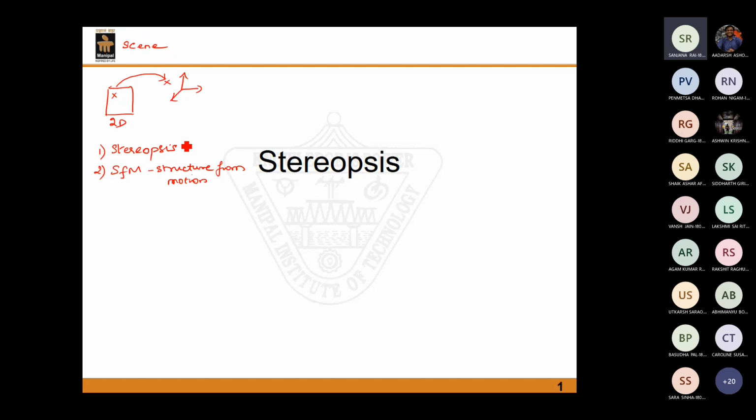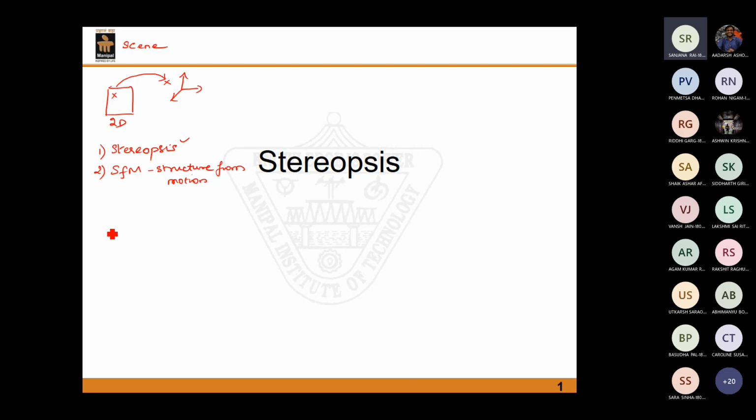Now, what do you mean by stereopsis? Stereopsis means, let's say you have two images. Usually you call it stereo images, stereo camera. These are some terms that we will be coming across later, stereo vision. So what stereopsis means is, let's say you are given two images.